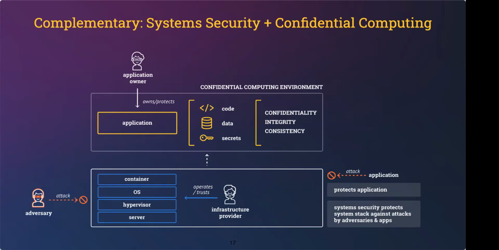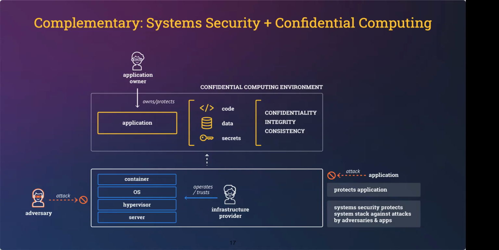So in my mind, there is a complementarity of system security and confidential computing. Not everybody might agree with that, but from my application-oriented view, I would like to run in the most secure environment. That means that the infrastructure provider, the cloud provider, protects the environment as well as possible, because there might be adversaries that try to attack the infrastructure to get to my applications.